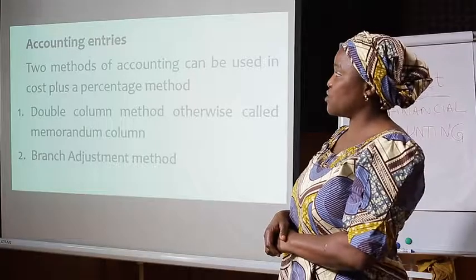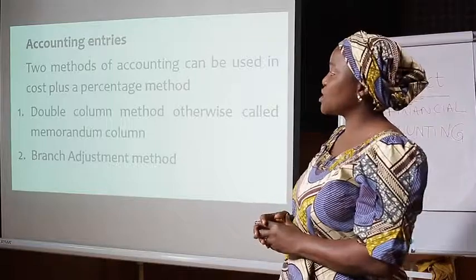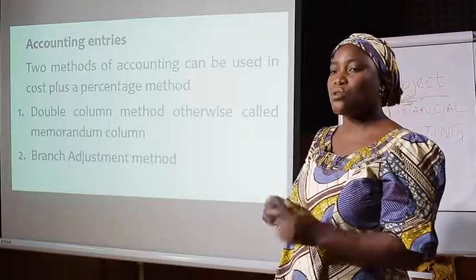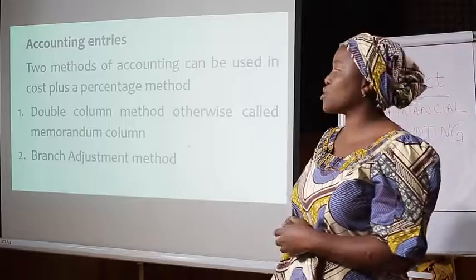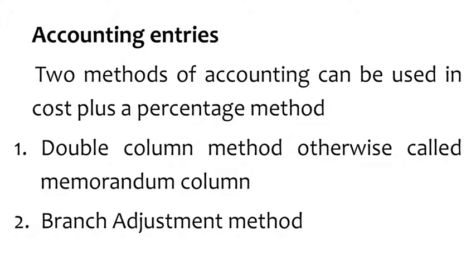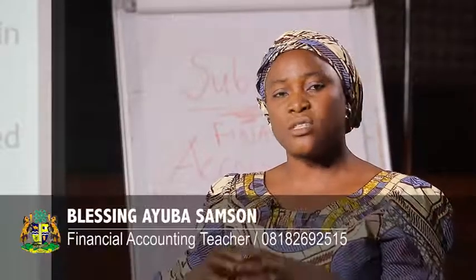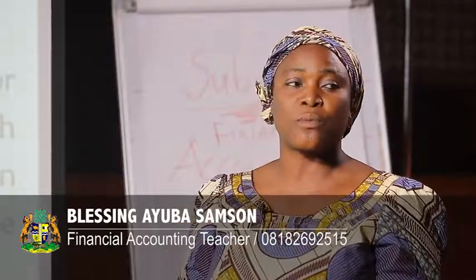Then we have accounting entries. The accounting entries for this method is two. We have two basic methods of accounting entry, which is one, the double column method, which is otherwise known as the memorandum method. It is also a memorandum column method. Then we have the other method, which is the branch adjustment method. The double column method is just like your two-column cash book method.